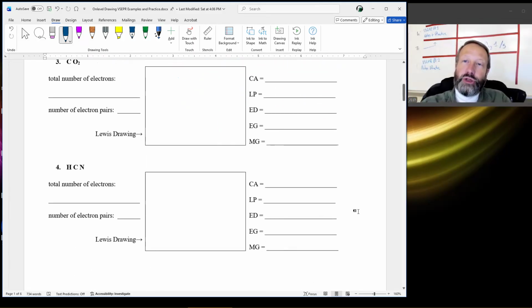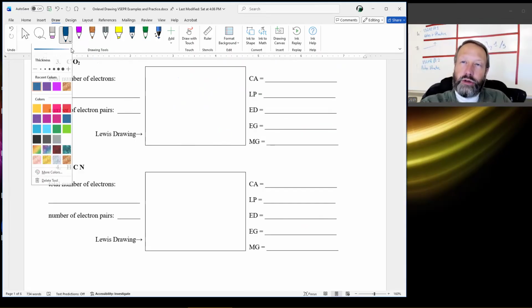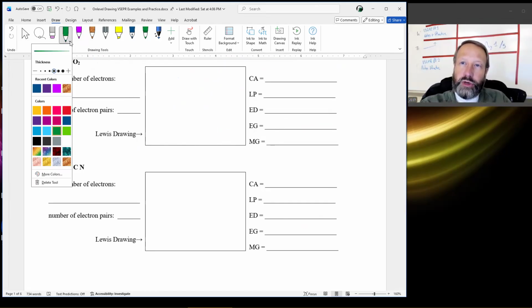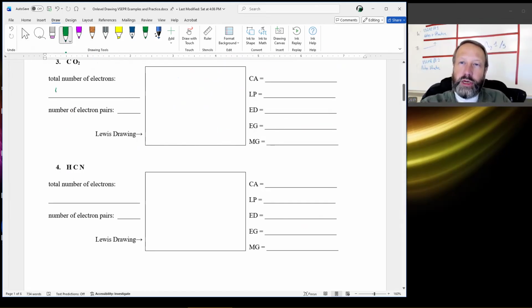Okay, I've got CO2. I'm going to get a new color here. Let's go for a green. And I have carbon is a 4, each oxygen is a 6. And again, I'm getting those from the periodic table, those dot diagram amount of dots. That's all I'm counting, those valence electrons. 1, 2, 3, 4, 5, 6, 7, 8 across the top of the tall rows of the periodic table. Add this all up, I get 16. We're going to pair them up. That's 8.